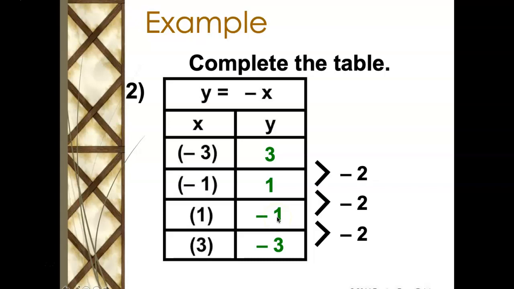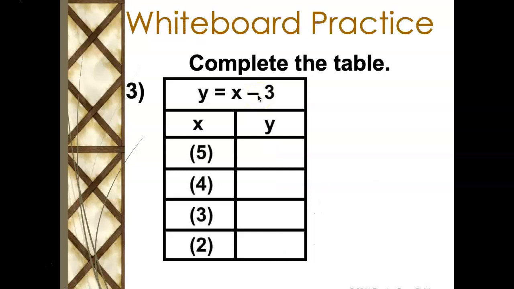Okay, so now that you have completed the table, that means you now have your table of values for the function y is equal to negative x. Okay, so let's have another practice. Your function is y is equal to x minus 3.